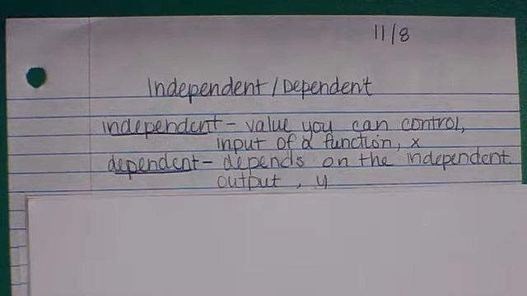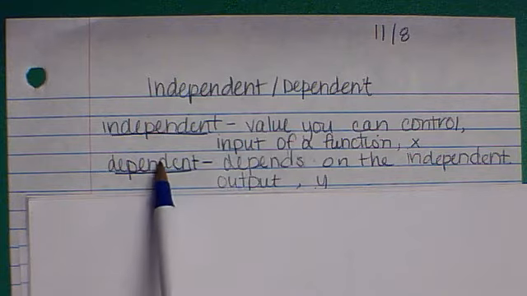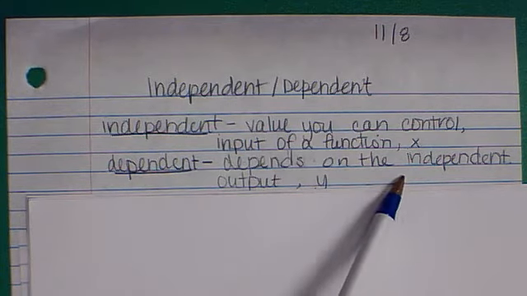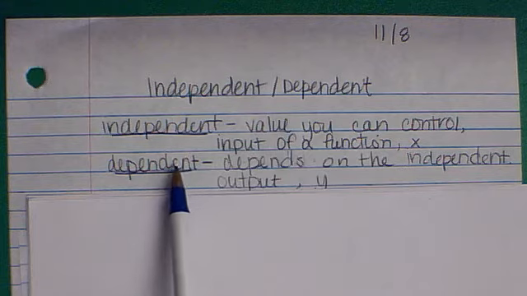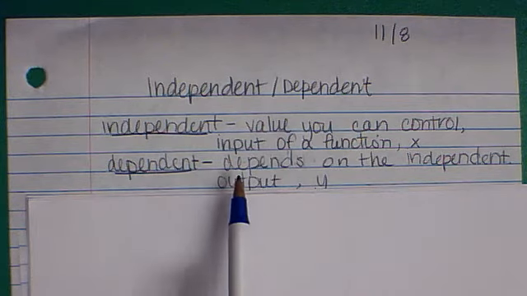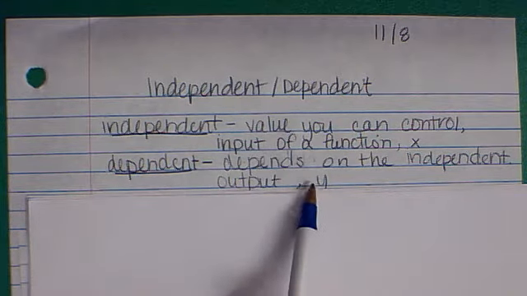I use that same concept to figure out what dependent means. Dependent depends on the independent. It needs someone else to be sustained. Dependent relies on the independent. It is also the output of the function, and the y values.